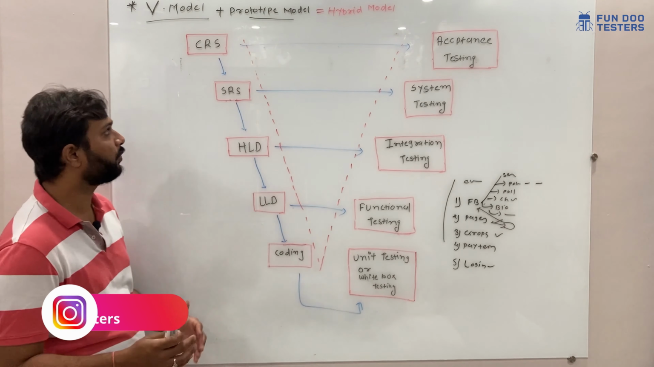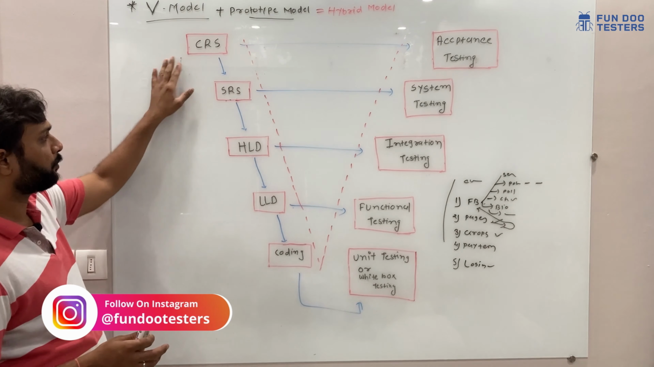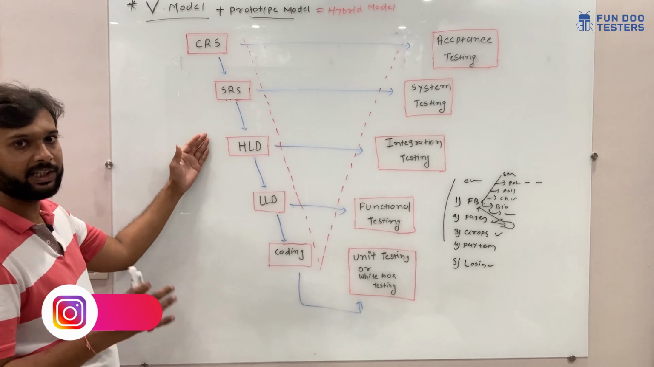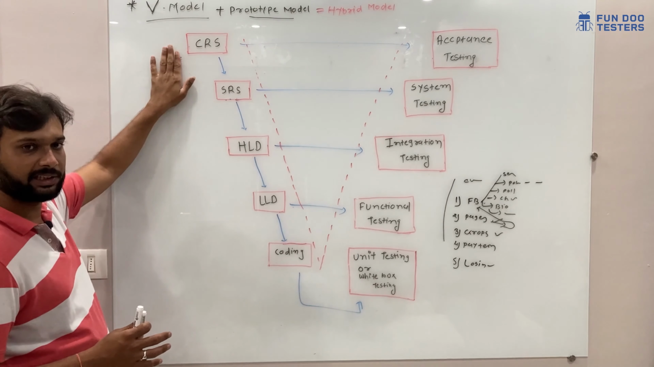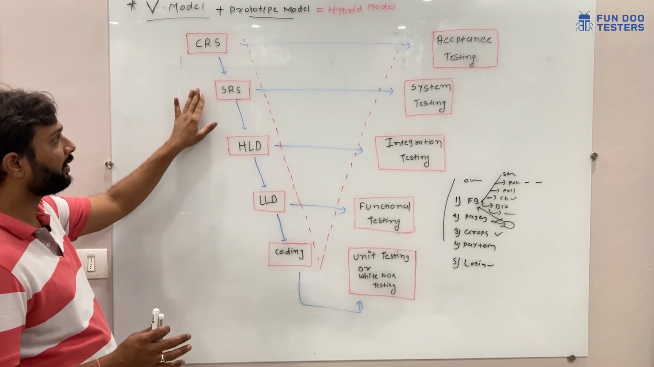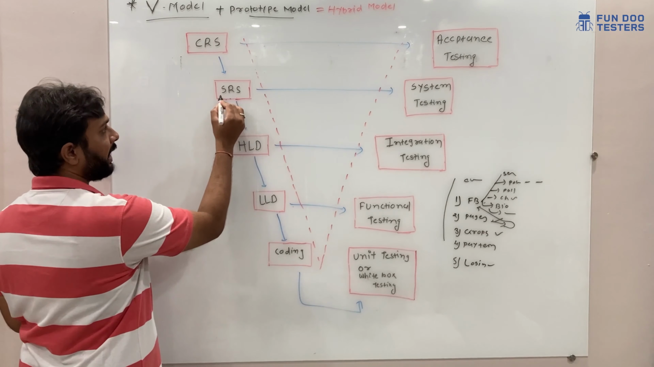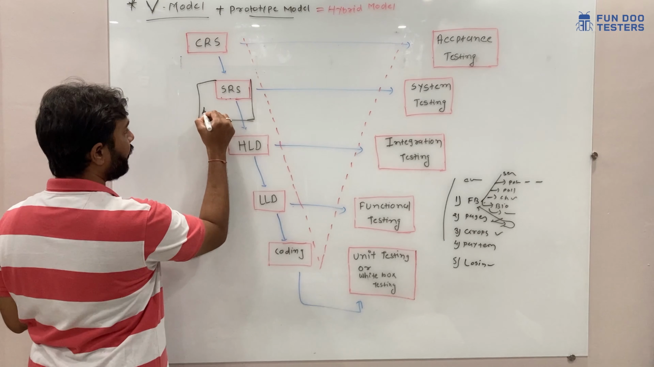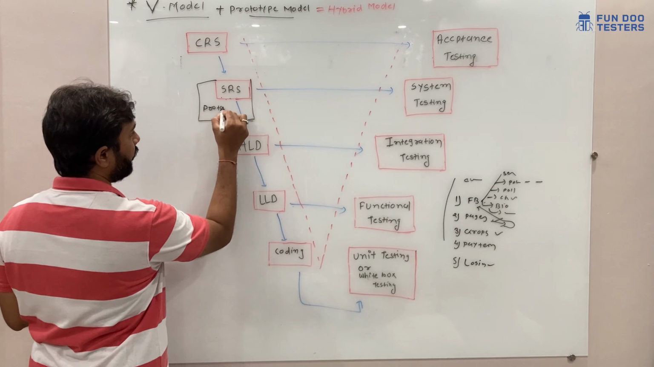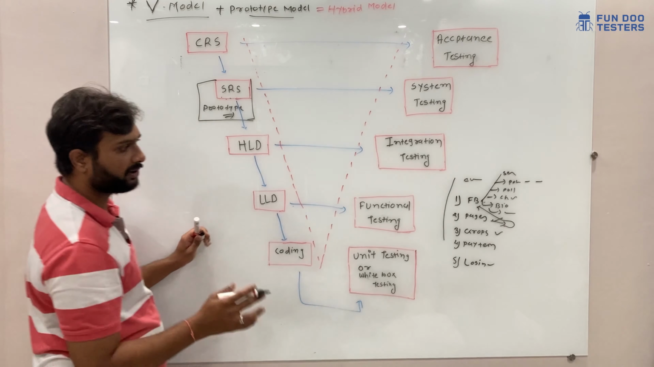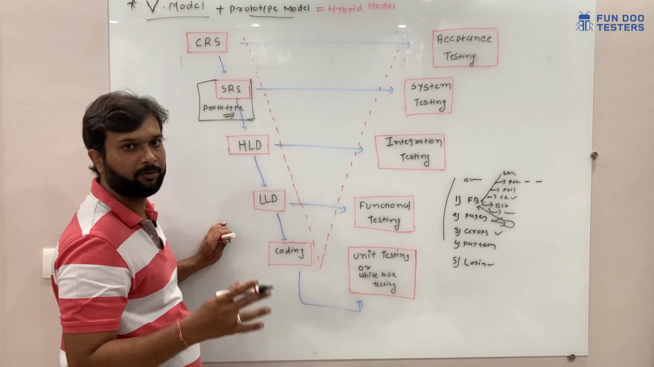We are clear about the CRS phase, SRS phase, HLD phase, and what they are going to do at each phase. So once the CRS is ready, later on they are going to create a prototype in the SRS phase. After the CRS phase, they will make this phase bigger, and here they are going to add a prototype. The designer is going to create a prototype. So for example, they are going to create a Facebook page.